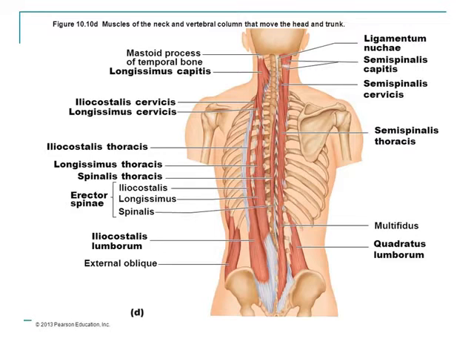This is the whole picture of the muscles of the back. You will find the semispinalis thoracis, you will find the semispinalis cervicis, and you will find the semispinalis capitis.